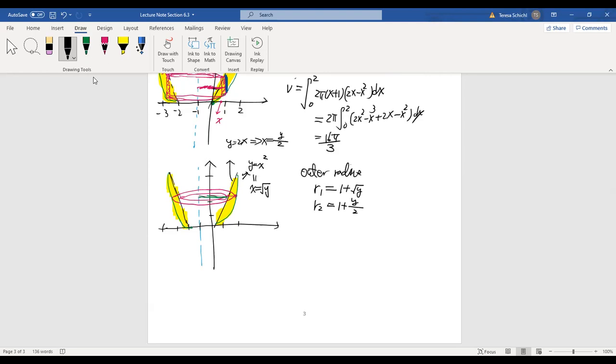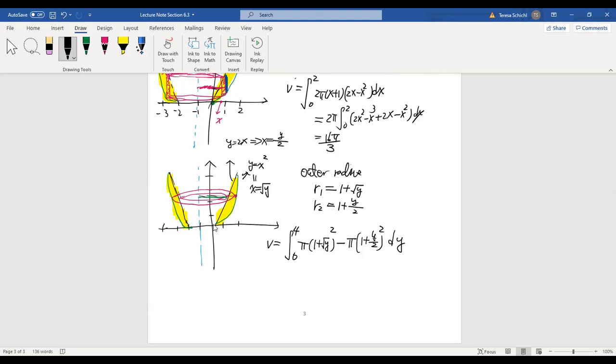So now I can use this. This is really the washer method. Instead of finding the circumference, I need to find the area. So the volume will be pi r squared, so it's pi times (1 plus the square root of y) squared, then minus the small disk inside, pi r squared again, so (1 plus y over 2) squared. Now I'm integrating with respect to y. What is the range of y? From 0 to 4.